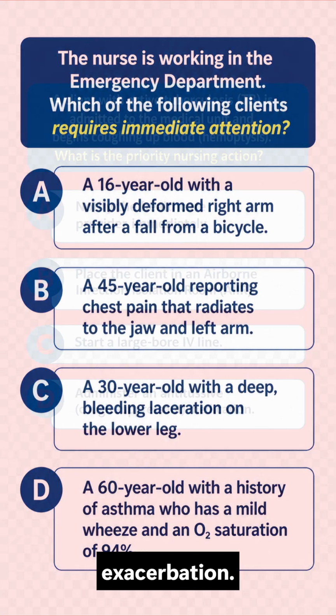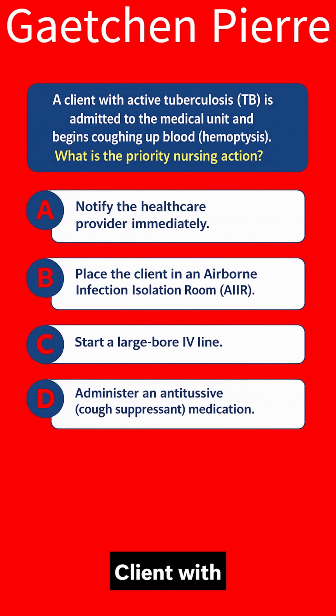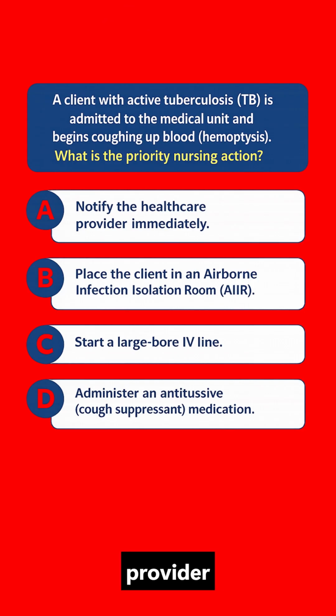asthma exacerbation. Question 5. A client with active tuberculosis is admitted to the medical unit and begins coughing up blood, hemoptysis. What is the priority nursing action? A. Notify the healthcare provider immediately. B. Place the client in an airborne infection isolation room. C. Start a large bore IV line. D. Administer an antitussive, cough suppressant medication.